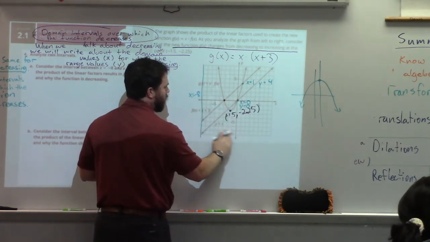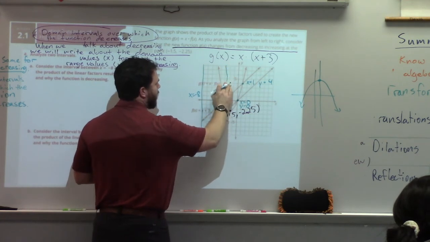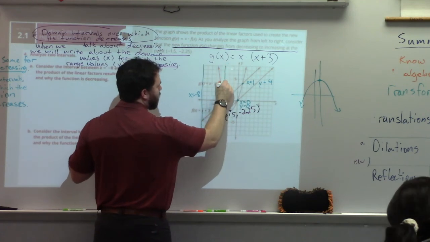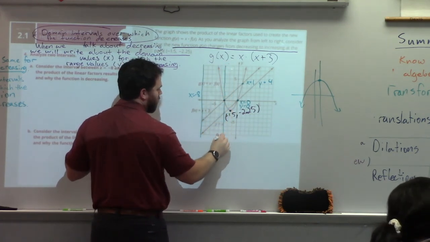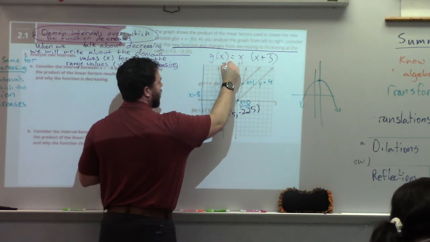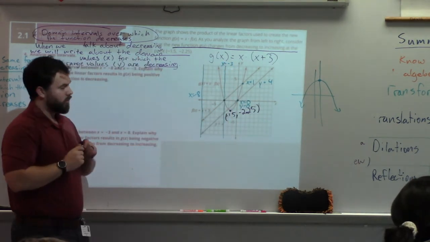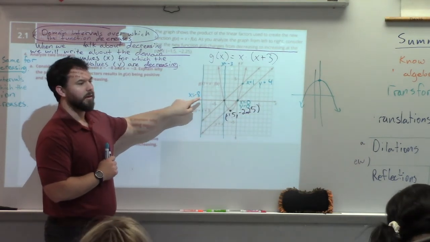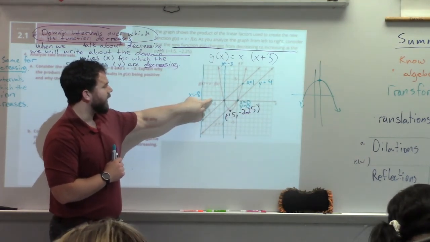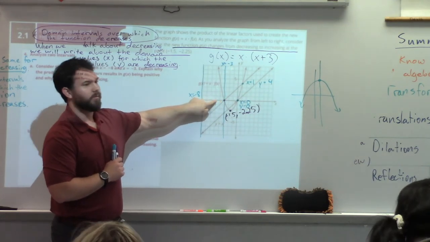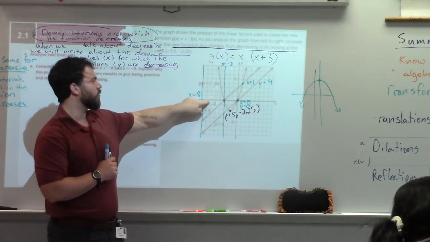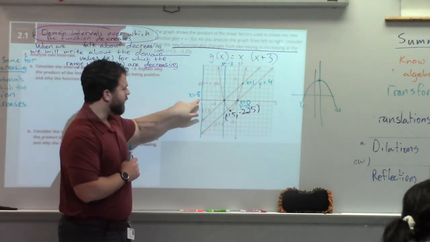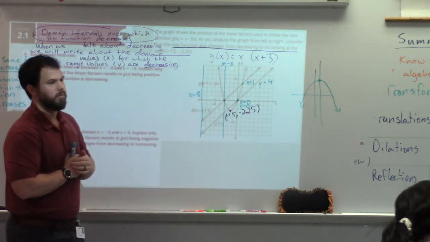This is where you will want to mark up your graph a little bit. Number 4A asks us to do what? Consider the interval between x is -8 and x is -3. And then explain why the product of the negative factor results in g of x being positive. This is what we mean by an interval. An interval means everything in between here. Every single possible number in between -8 and -3. So when I talk about domain intervals, I'm talking about everything from one value to the next.